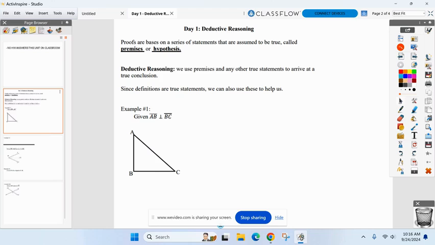Number one, I've given you a true piece of information. Line segment AB, woo! Not going to tell you what that symbol means. We got to remember it from Unit 1, and know what it means, because I want you to mark your diagram with something right now based on that given.